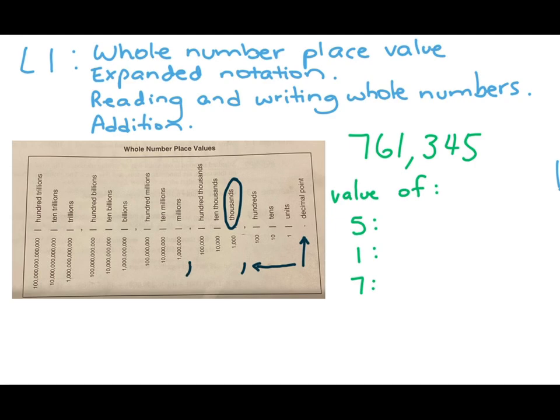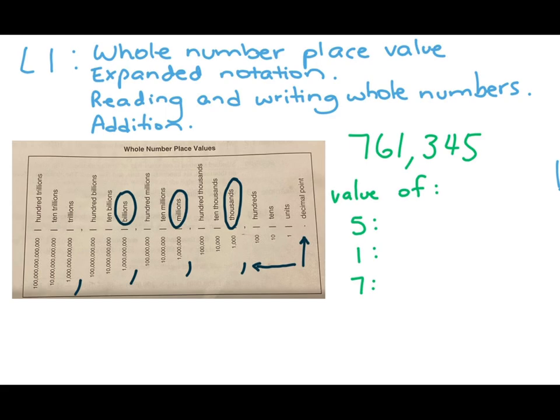Then we have another comma, and we have the millions. And we have the millions, 10 millions, 100 millions. Then we have another comma, and we have the billions, the 10 billions, 100 billions, and then we have another comma, and we have the trillions, 10 trillions, and 100 trillions. So it's very important that you memorize these by memory.